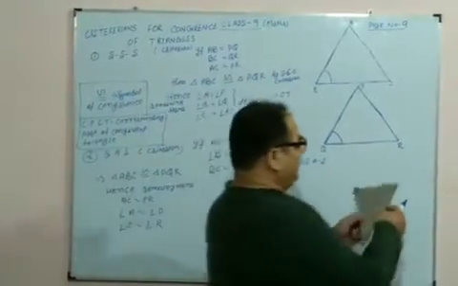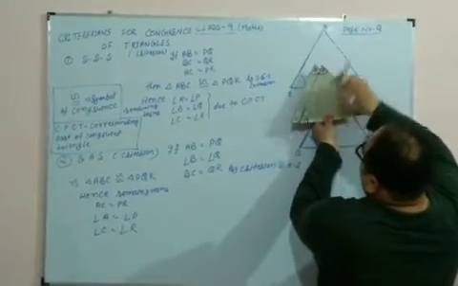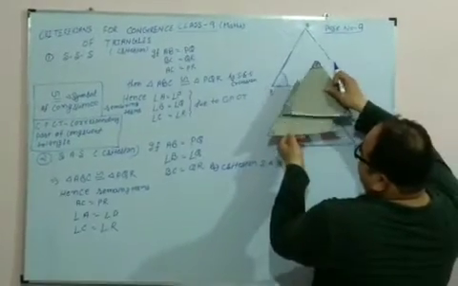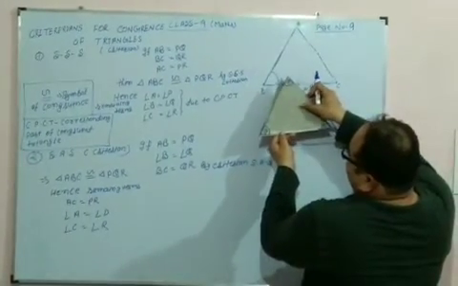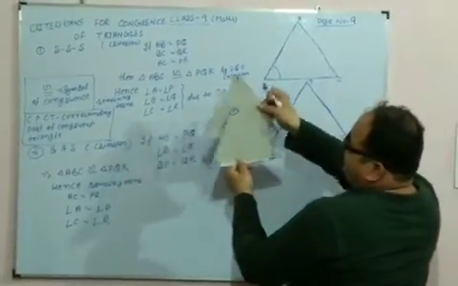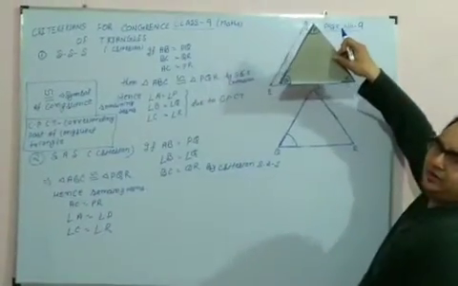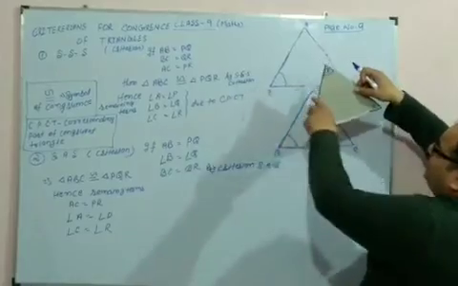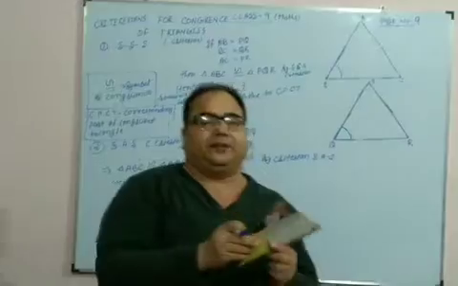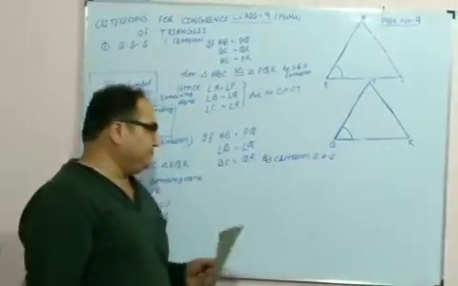Just like you find in this figure, AB equals PQ, BC equals QR, and angle B and angle Q completely overlap each other. So these two triangles ABC and PQR are congruent to each other. They are overlapping each other, covering each other. That's why these two figures are congruent.